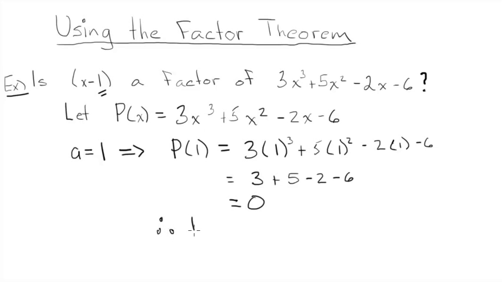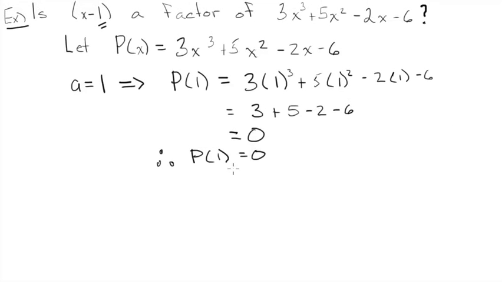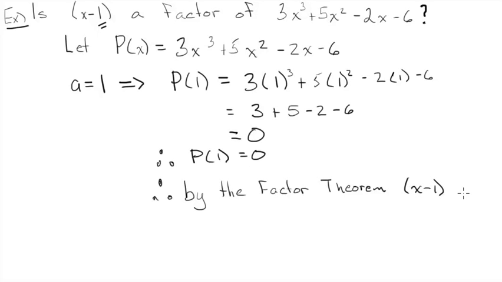Therefore, p of 1 is equal to 0. Therefore, by the factor theorem, x minus 1 is a factor of p of x, or I can just write the whole thing, of 3x cubed plus 5x squared minus 2x minus 6.